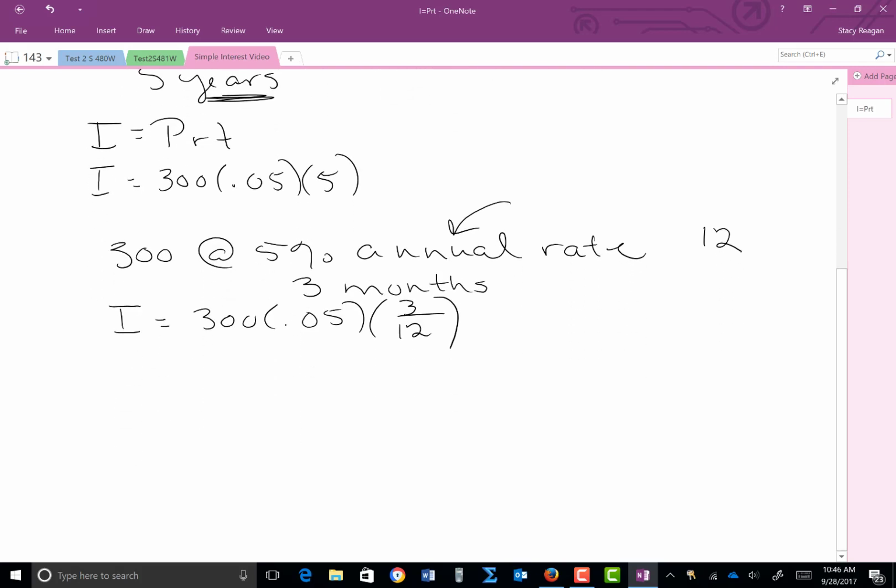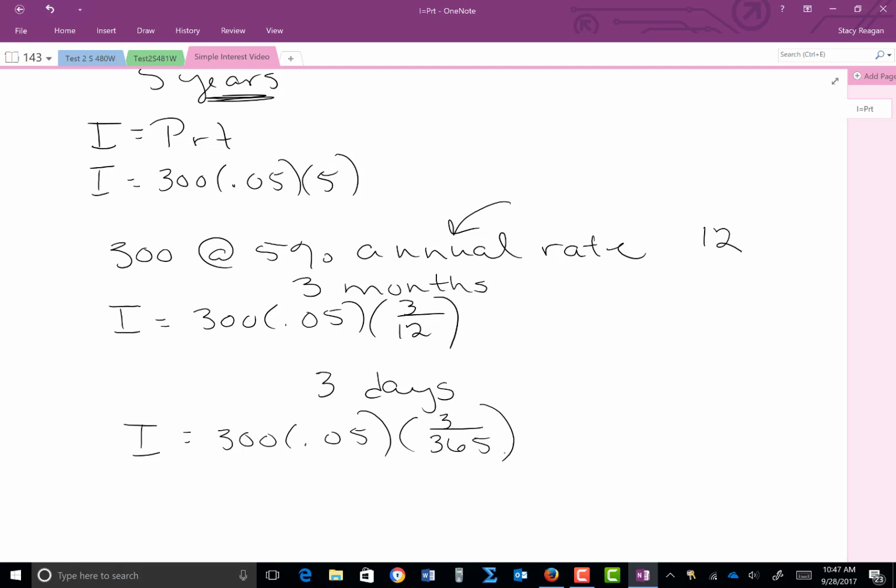If this same problem had said, instead of 3 months, it had said 3 days, well, for an annual rate, there are 365 days in a year, so I would do the same thing, except instead of putting it over 12, I would put it over 365. If it had said 3 quarters, there are 4 quarters in a year, so you would put it over 4. So you need to look at how many of the time period there is in the year.